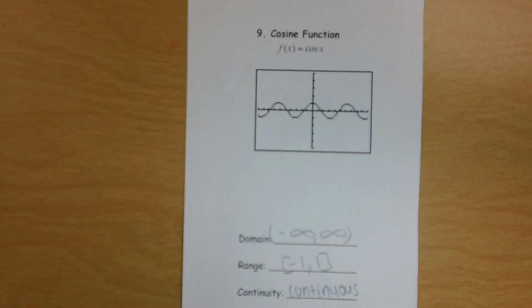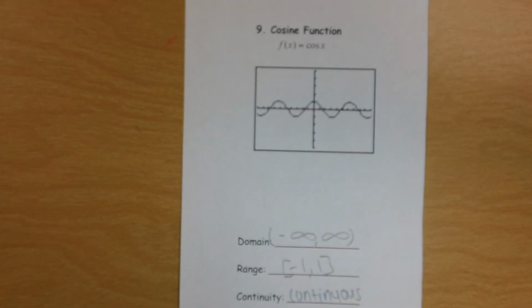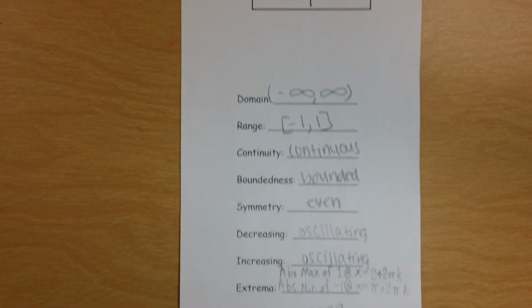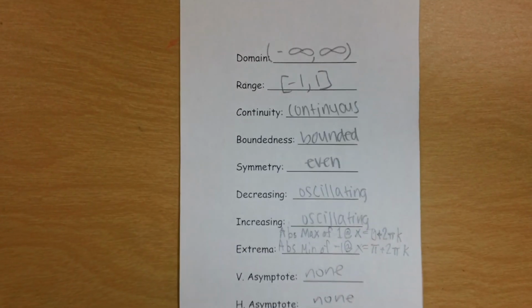We have the cosine function. The domain is negative infinity to infinity. The range is -1 to 1. The continuity is continuous. Its boundedness is bounded. And symmetry is even. It's decreasing and increasing and oscillating, going up and down.